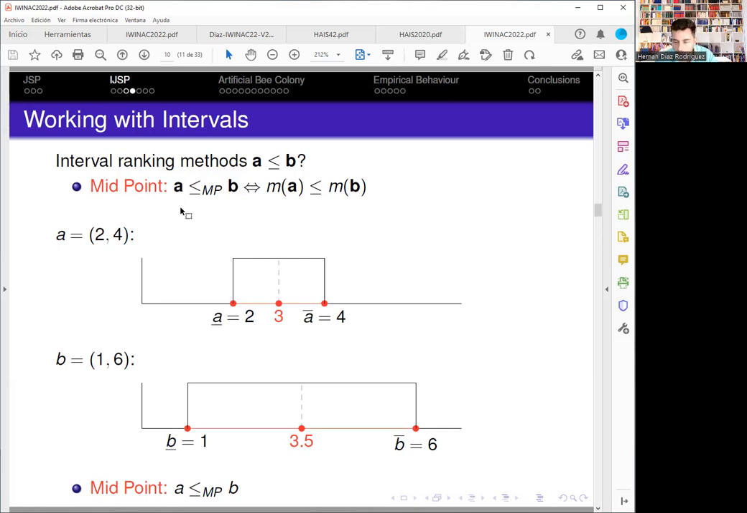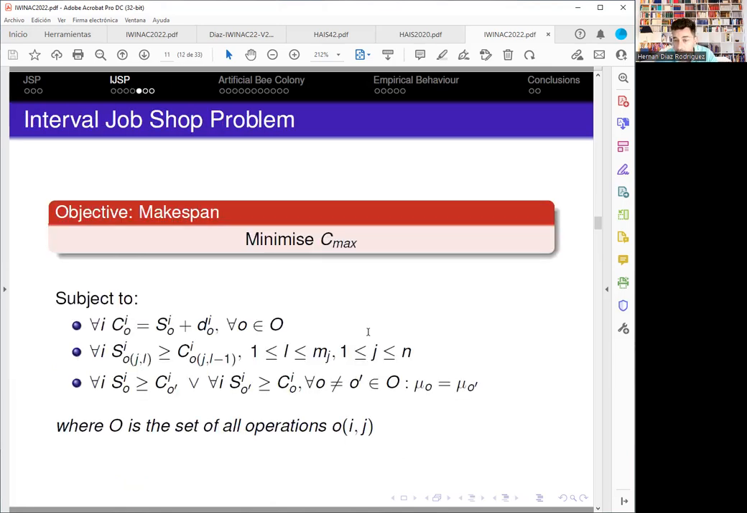In the case of this work, we are using the midpoint, which is the middle point of the interval, because we want to compare with the state of the art, and the state of the art is also using this ranking method. In this example, we have two intervals, 2,4 and 1,6, and the middle point of 2,4, which is 3, is smaller than the middle point of 1,6. So for our algorithm, the interval A will be better than the interval B because it has a smaller midpoint.